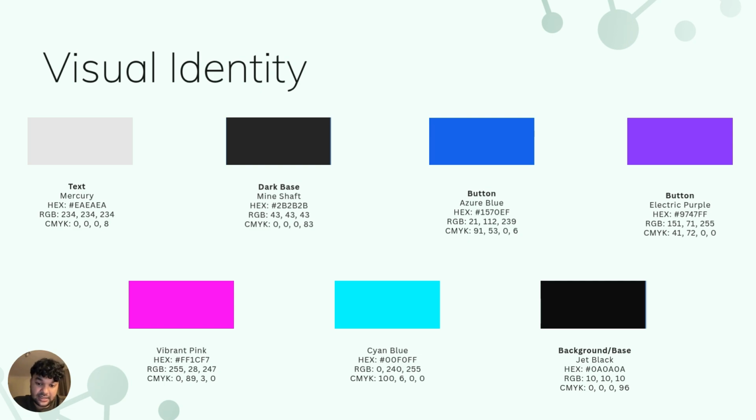we designed our visual identity to be both modern and trustworthy. We chose a color palette that balances a technical feel with approachability. For example, we used Mercury, a light gray, which gives a clean and neutral background, while Mineshaft, a dark gray, adds contrast and depth. Azure blue and electric purple bring vibrancy and modern appeal, while a vibrant pink and cyan blue add a touch of energy and creativity. Jet black serves as a strong base, ensuring readability and a professional look. These colors work together to support accessibility, brand consistency, and visual harmony across all our materials, whether it's a presentation, website, mobile app, or user interface.